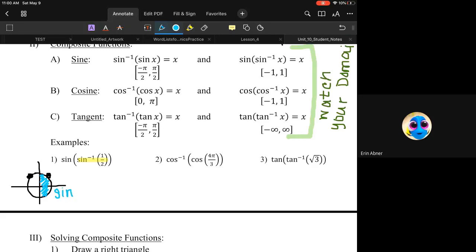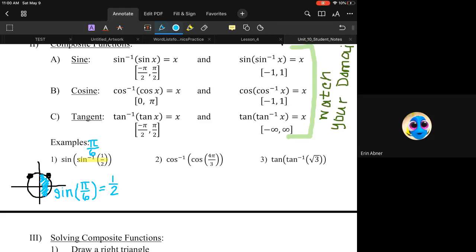Since we're only looking at that side of the circle, then we really have sine of, because this inverse sine, this whole thing right here, we're replacing with pi/6. So now I have sine of pi/6. So if I'm looking on my unit circle, sine of pi/6, so I want the y value at pi/6. So my y value at pi/6 is going to be 1/2. This one just so happens to work out that way. But if you're not familiar with your unit circle, this is where you want to make sure that you're checking it to make sure that you're accurate.